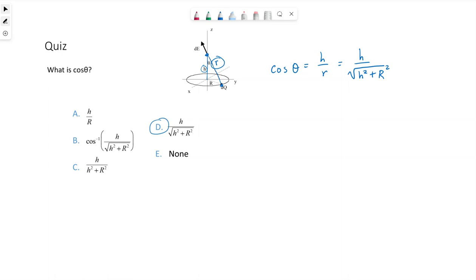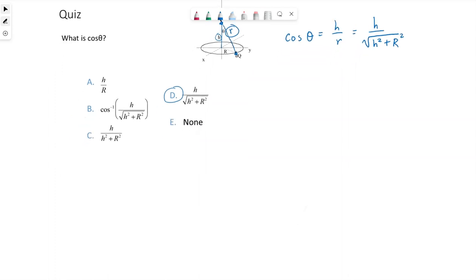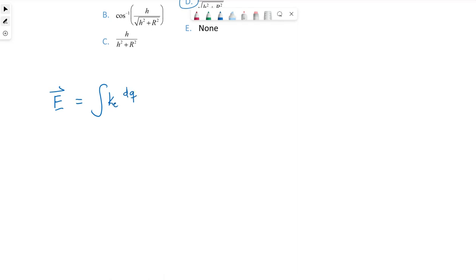Okay, these three questions, the reason we're asked is because we're going to put them together. They make up the pieces that we need to substitute in to our equation to integrate to find overall electric field.